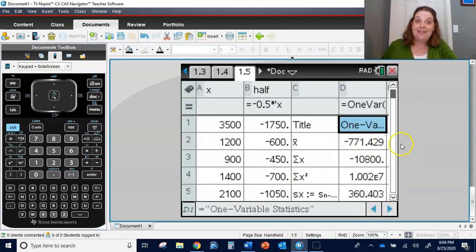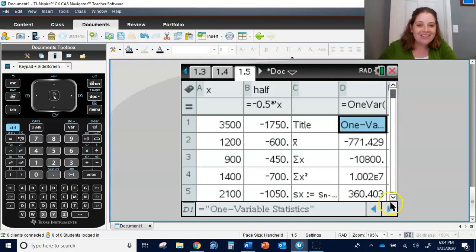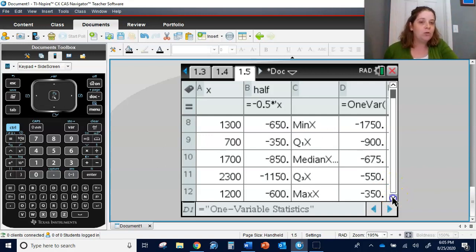Okay, so you notice that my mean is half as big as it was before, and it is negative. But when I go down and look at my standard deviation numbers, both of the standard deviation calculations for sample and population are both positive, but they are half as big as they were before. Okay, both positive, half as big as they were before. And also, if you were to think about interquartile range, if I took Q3 minus Q1, negative 550 minus a negative 900, that's also going to end up positive.